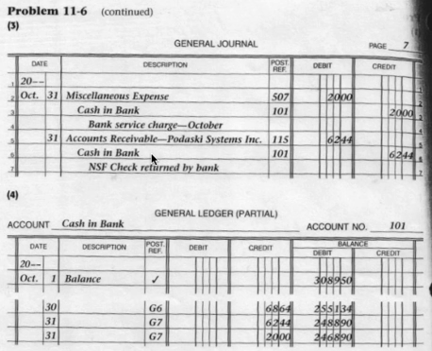But since that check for $62.44 was no good and was returned to us, we now have to get it out of cash and bank, and we have to get it out of our accounts receivable. So we do the opposite of our first initial entry in general journal. So you put 31st for October, and now our debit is accounts receivable, Podasky Systems, and our credit is cash and bank.